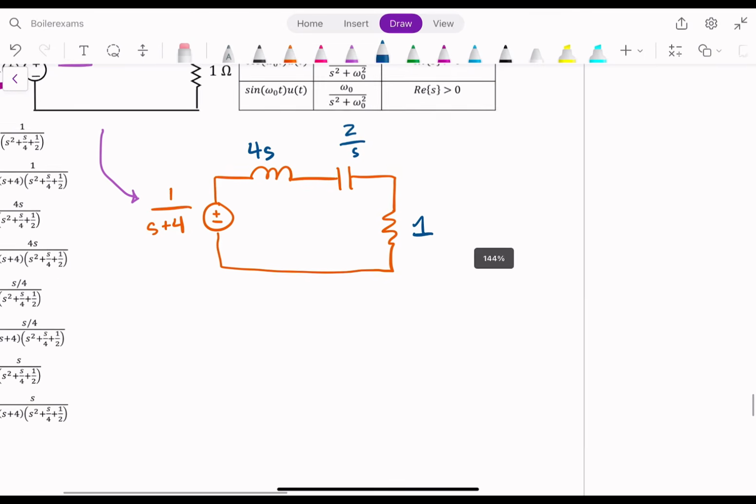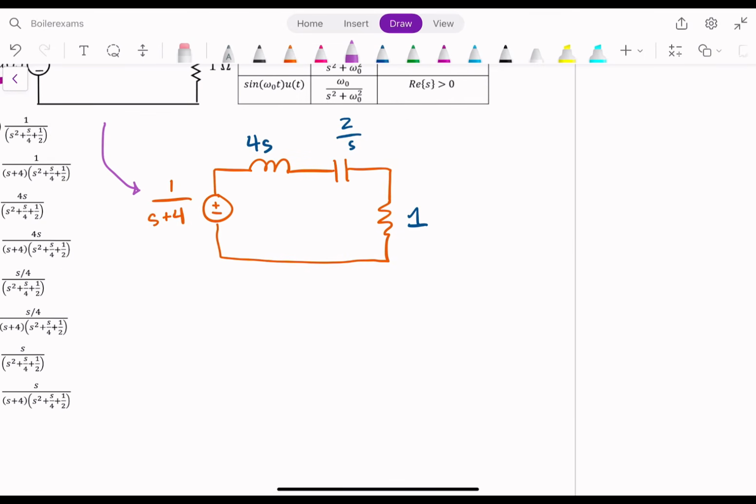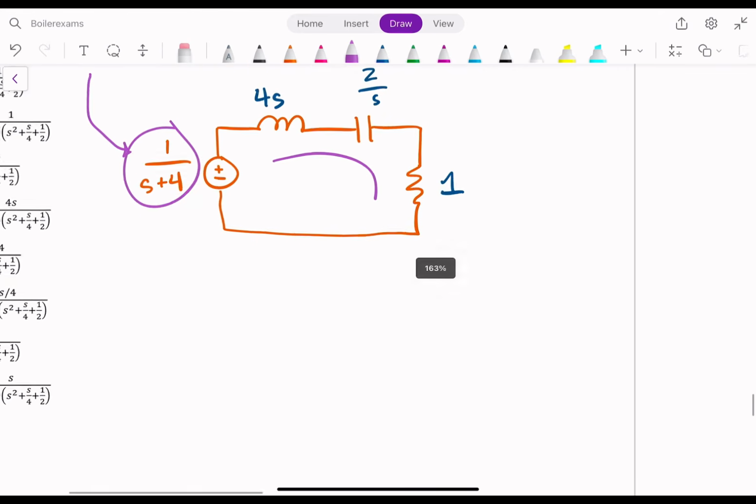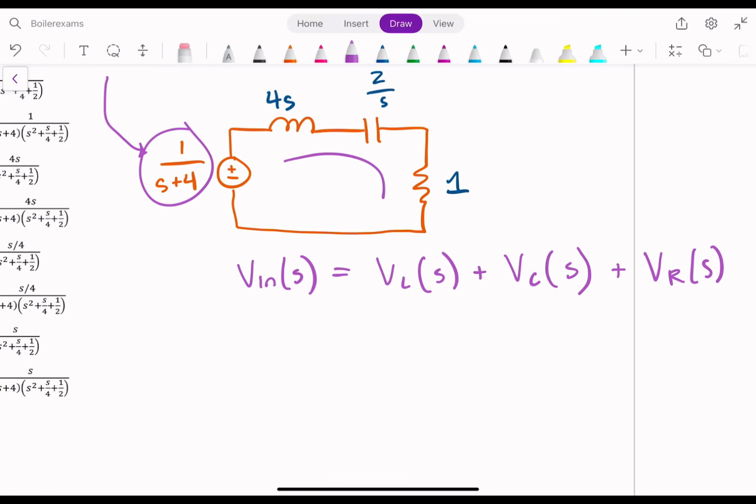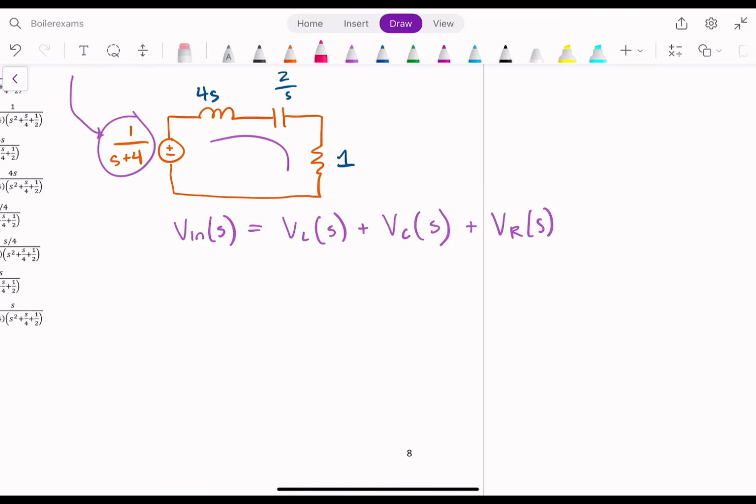So now we are going to set up a KVL loop, a Kirchhoff's voltage law loop, where the voltage of this exponential input is going to be dropped across all three of these elements. So V in of S is equal to V sub L of S plus V sub C of S plus V sub R of S. And then we can use Ohm's law and say that these are equal to I sub L of S times our impedance value.